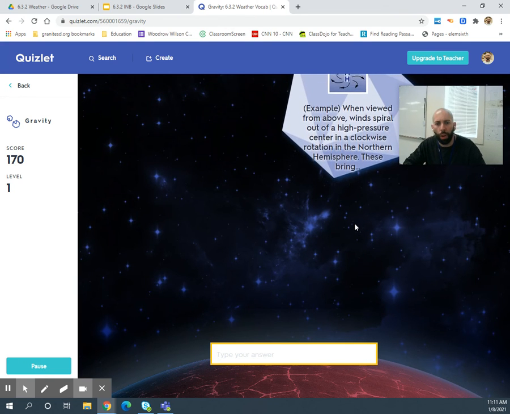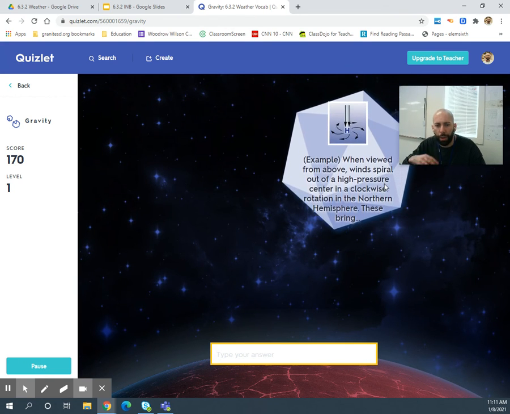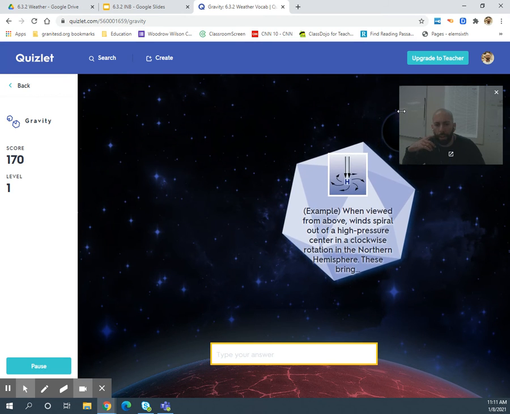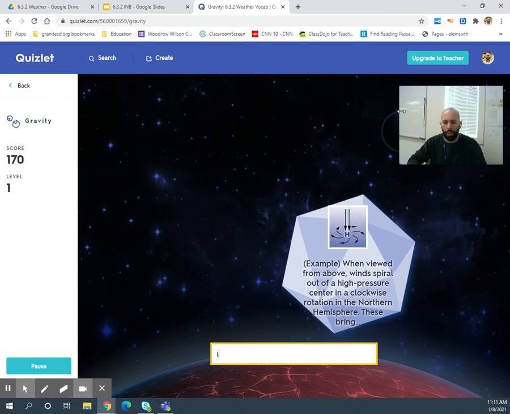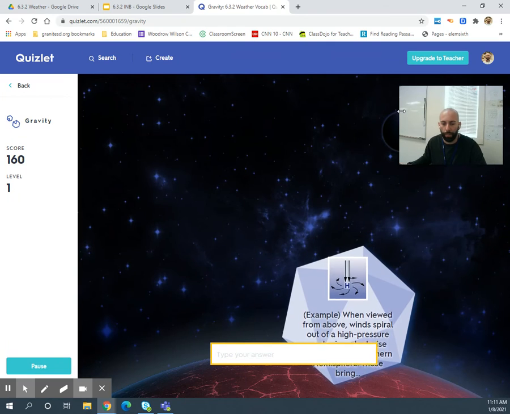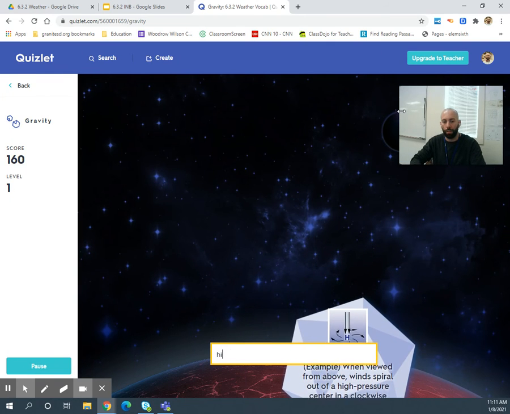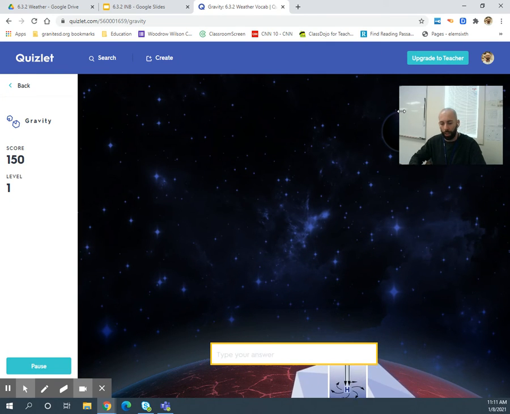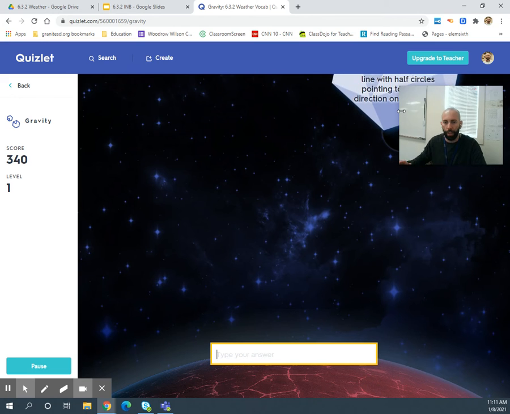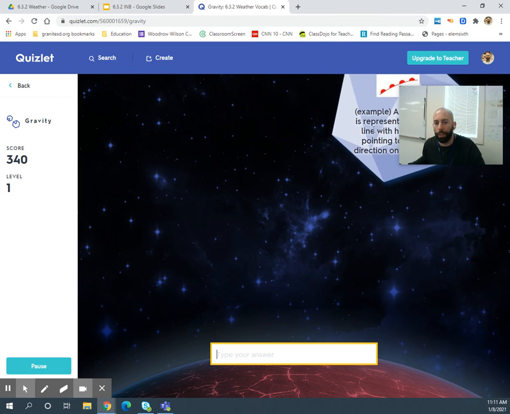Let's see if we can get one wrong on purpose. So this is an example. When viewed from above, winds spiral out of high pressure. Let's say low pressure because that's probably high pressure. And I typed it and it's wrong. So let's try high pressure. I type it right. Okay, and you can see my score is going up, so I did get that right.